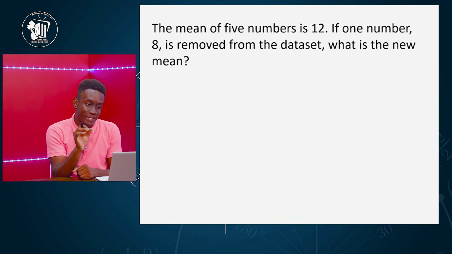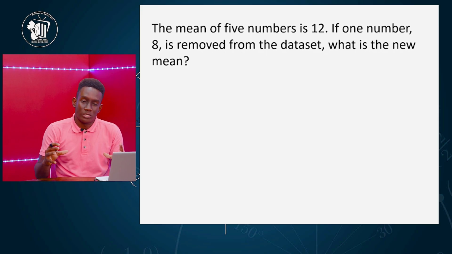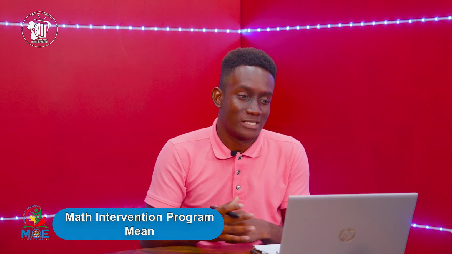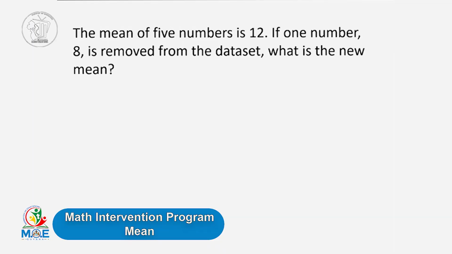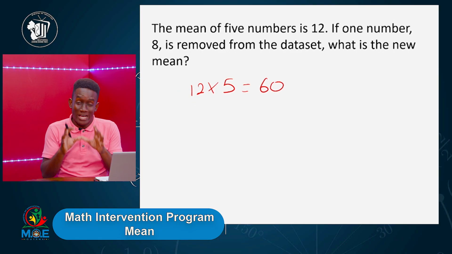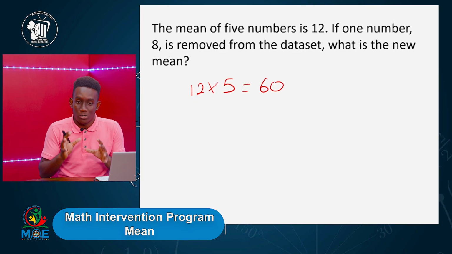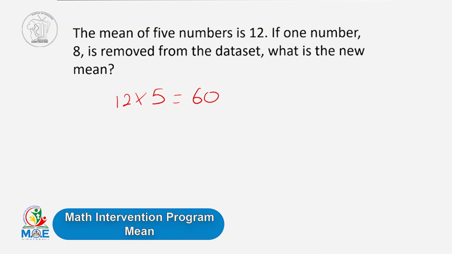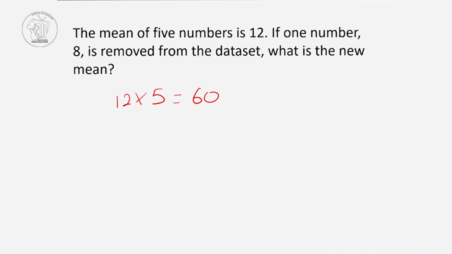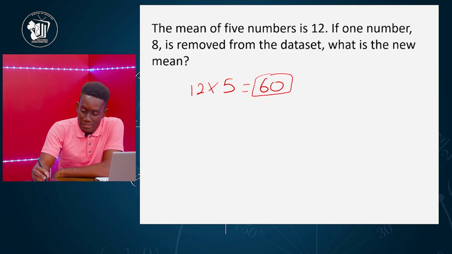And we know the mean is 12. So this 12 is very important. To find the sum of the numbers, we can take that mean and multiply it by the number of elements in the data set, which is 5. So 12 multiplied by 5 will give us 60. And 60 will be the sum of all of the numbers because we have that original mean of 12. We can multiply that 12 by 5 to get the sum of those numbers. So we have the sum now, which is 60.